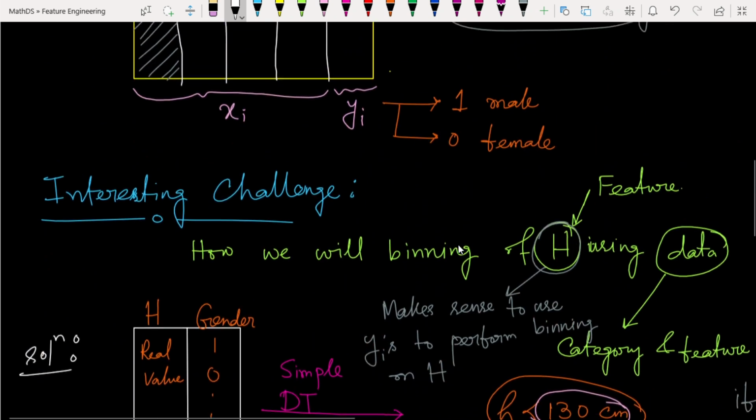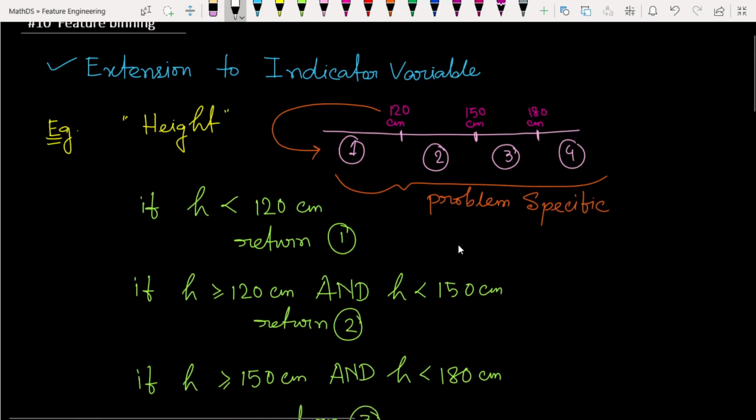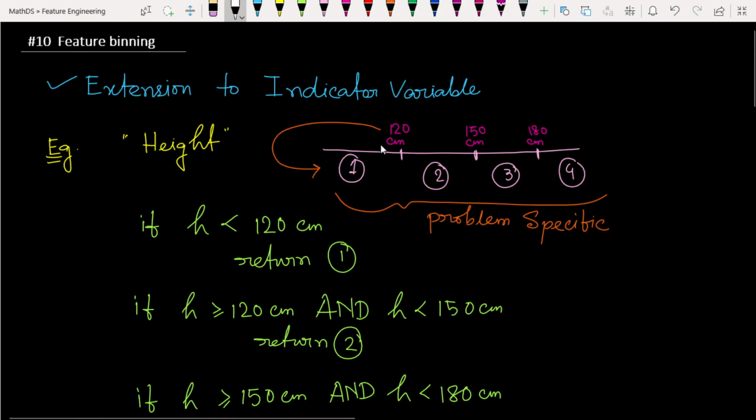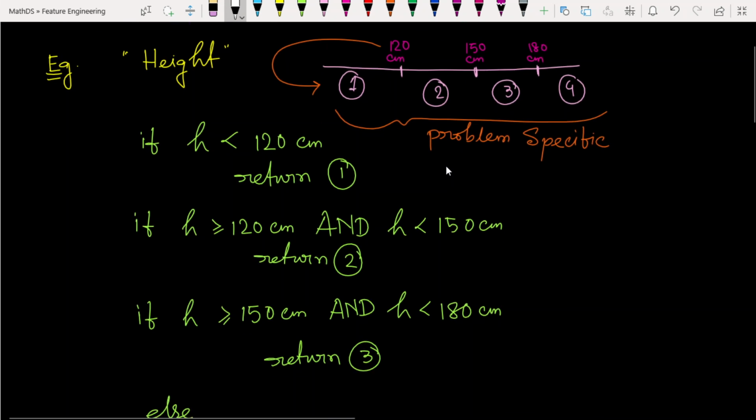I think from these discussions you got the intuition of how we use this simple decision tree technique to build real valued features, that is, feature binning. How we'll find the threshold value, what will be the best threshold value based on the output. Okay, I think you got the idea of how these things actually work.